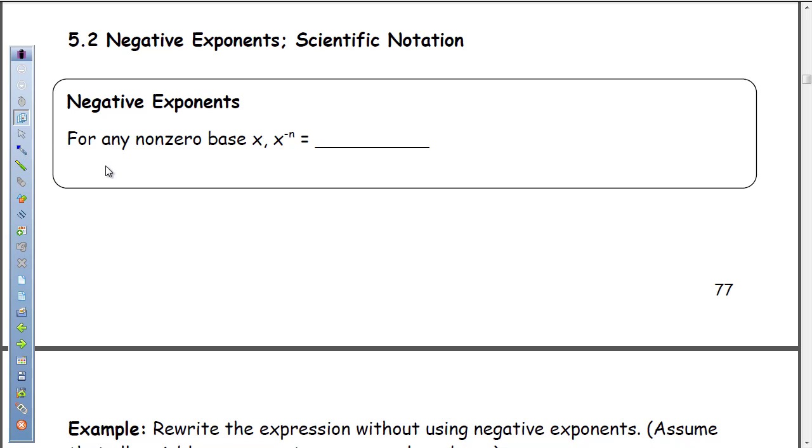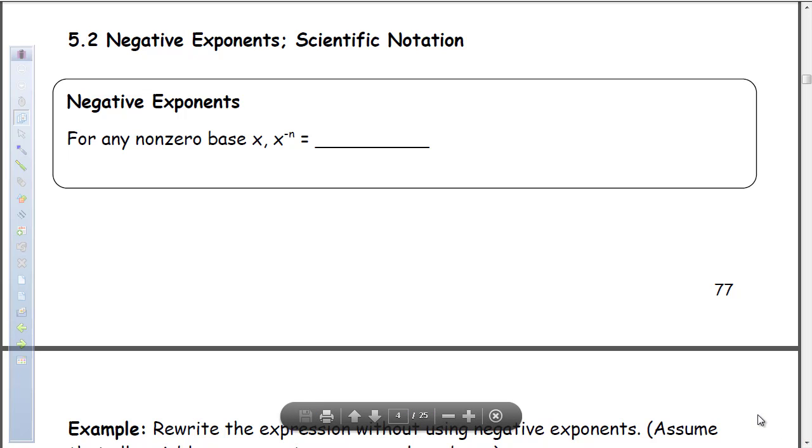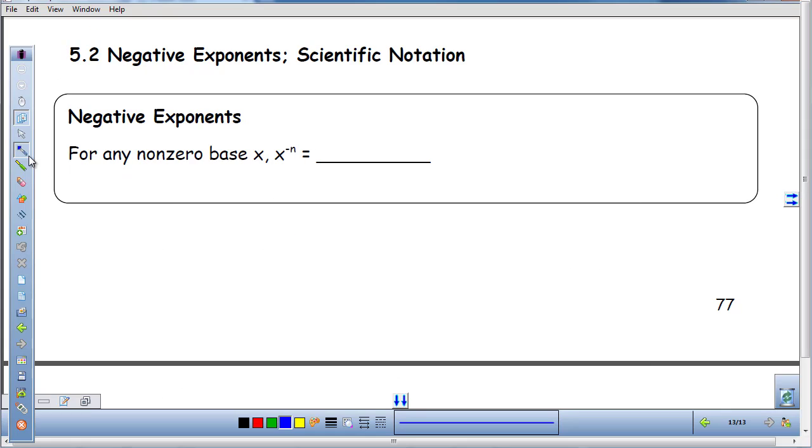Okay, in 5.2, we're going to look at negative exponents and also scientific notation. All right, so for any non-zero base x, if we have x to the negative n, we can get rid of that negative exponent by moving the factor that has the negative exponent from numerator to denominator or denominator to numerator, just depending on where it is. So if we have x to the negative n, that's equal to 1 over x to the n.